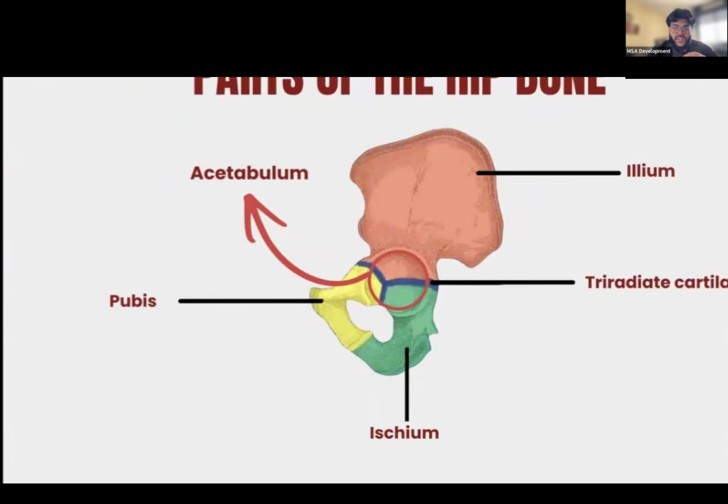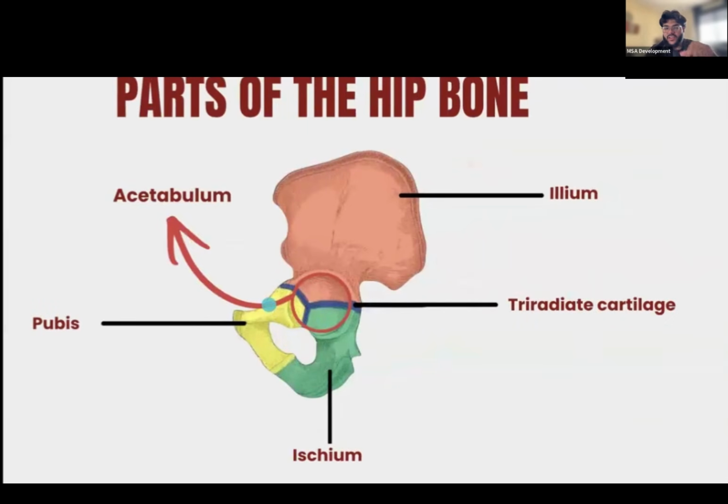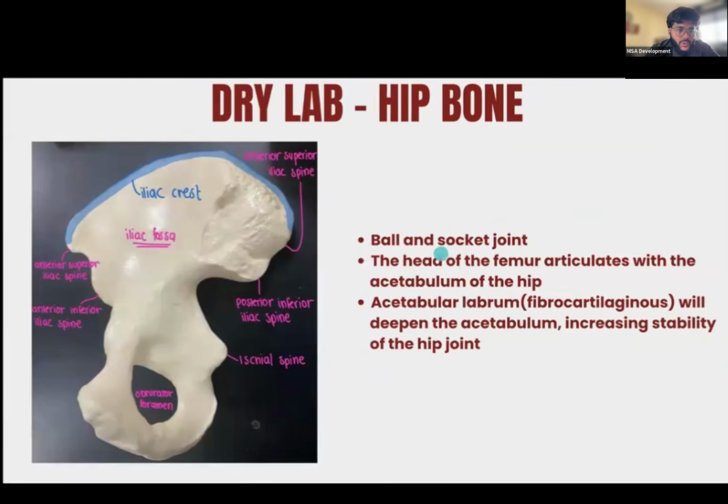All three of these bones connect and join at the acetabulum. The acetabulum is a cup-shaped structure that is formed by the joining of the ilium, the pubis, and the ischium. Over here you will find the triradiate cartilage. This triradiate cartilage is a Y-shaped cartilage that is found in children, but at puberty it will fuse and disappear. Everything that I just said in words is right here. As we know, our hip joint is a ball and socket joint. You have the head of the femur, which will articulate with the acetabulum of the hip bone. The acetabular labrum is responsible for deepening the cavity of the socket, allowing for more stability of the joint.